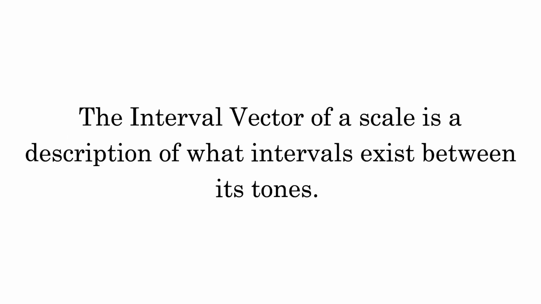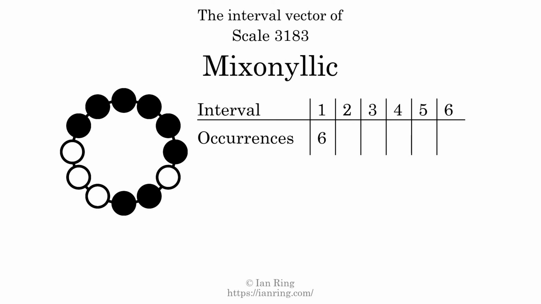The interval vector of a scale is a description of what intervals exist between its tones. There are 6 intervals with the size of 1 semitone. They are here, here, here, here, here, and here. There are 5 intervals with the size of 2 semitones. They are here, here, here, here, and here. There are 5 intervals with the size of 3 semitones. They are here, here, here, here, and here.